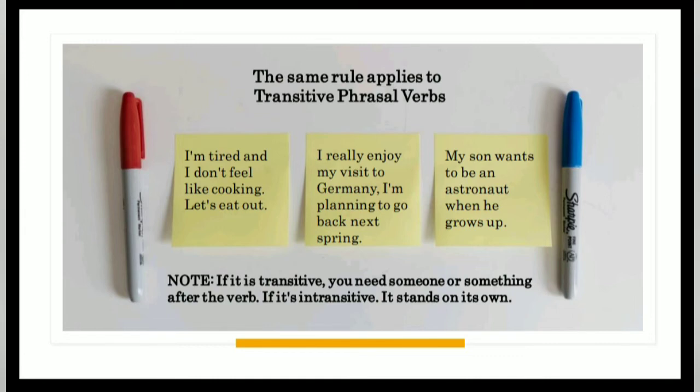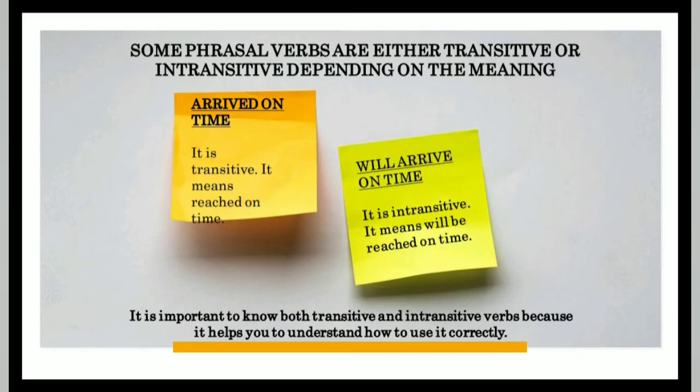The same rule applies with transitive phrasal verbs. There are three examples over here. One: I'm tired and I don't feel like cooking. Let's eat out. The second example: I really enjoyed my visit to Germany. I'm planning to go back next spring. Third example: my son wants to be an astronaut when he grows up. So in both of the cases, the meanings are different, not the same.